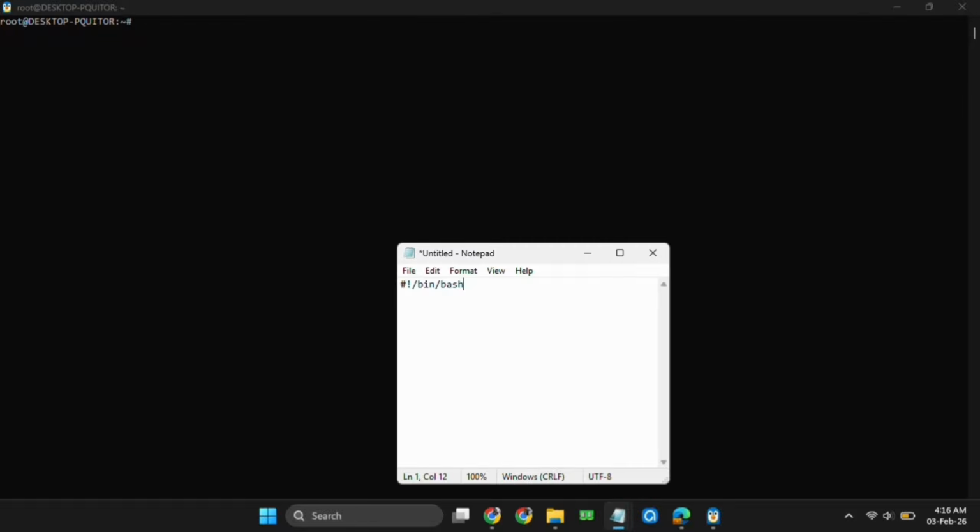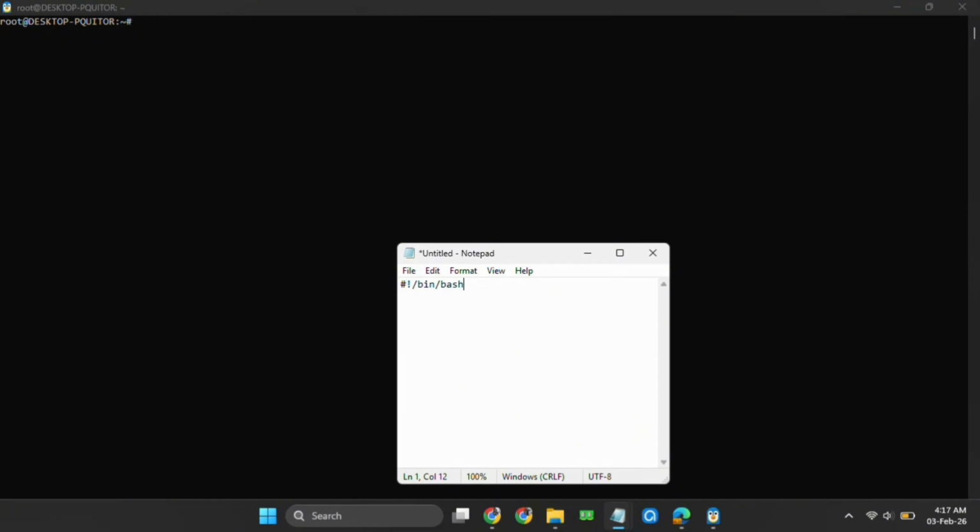The topic is Shebang in Linux. What does Shebang mean and what is the purpose of using Shebang in Linux? Shebang is an initial statement consisting of special characters which tells the operating system which interpreter should be used to execute. So it consists of hashtag exclamation and a path, that is /bin/bash.